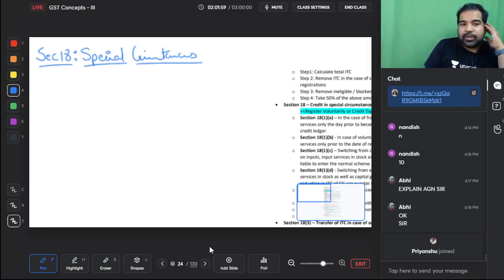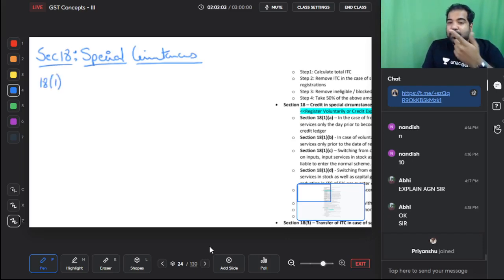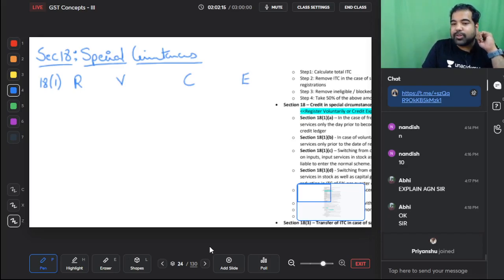There are 4 situations in 18.1 where the government smiles now. You know why the government is smiling? Because the government gets ITC. Register, voluntarily or credit, expires. These are 4 situations, and while I explain the situations, you have to imagine the government smiling.